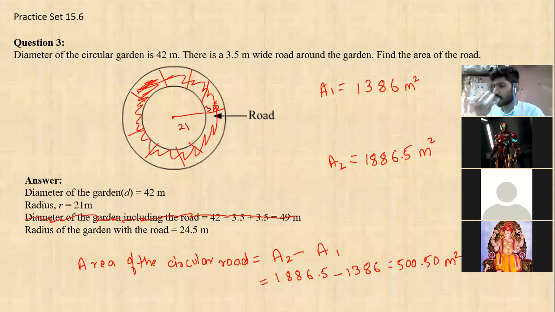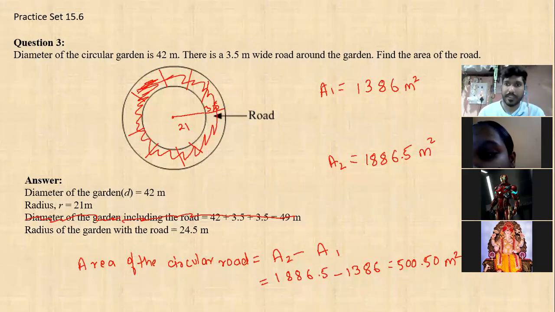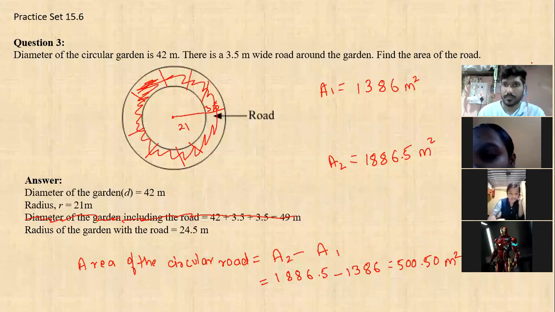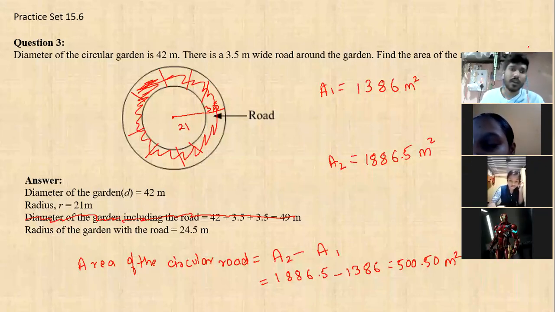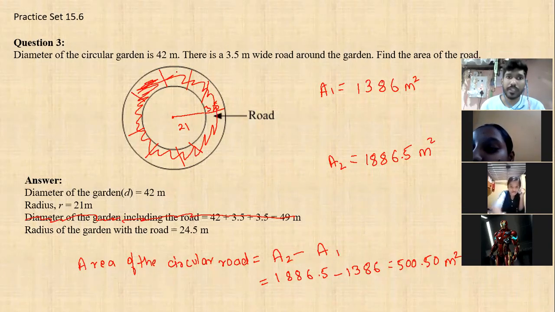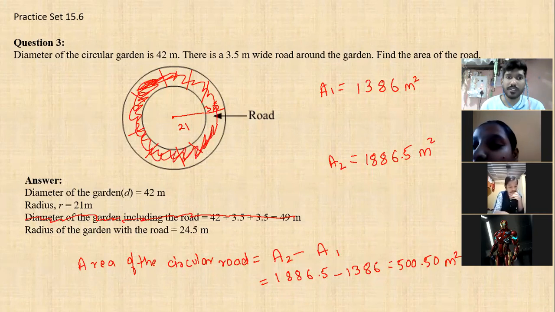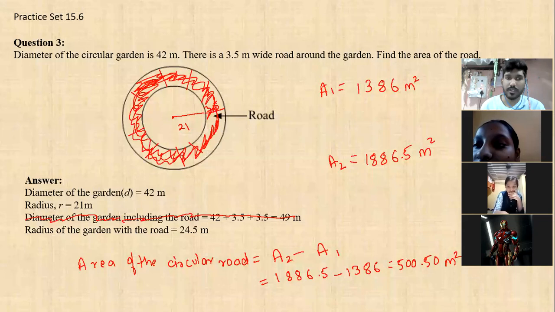Yes. Sir, yes, why did we subtract the area of the bigger circle and the area of the smaller circle? See, they had asked to find the area of the road. Now in the figure, this shaded portion, if you see, is the road. I need to find the area of only this much portion.